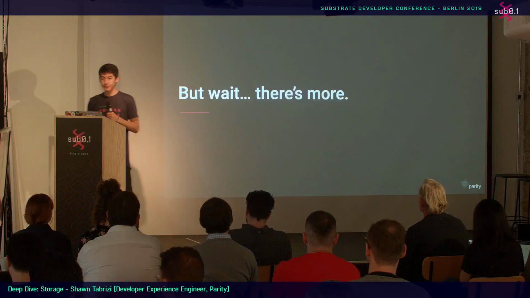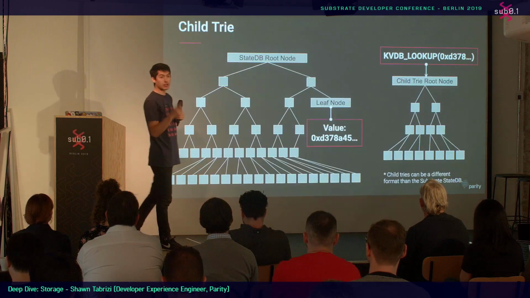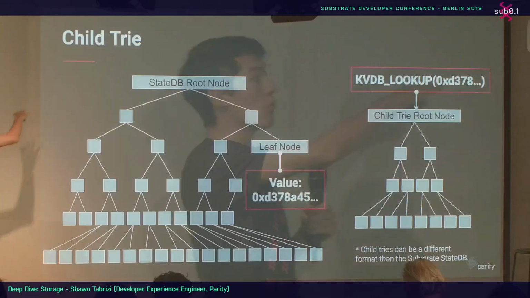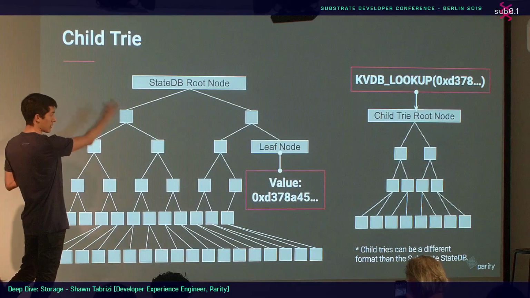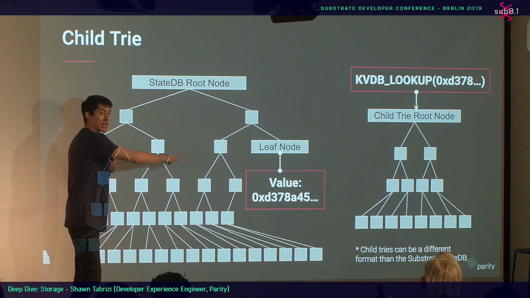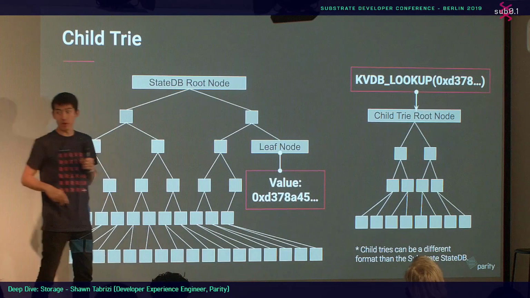Okay. But wait, there's more, of course. There's child trees. Child trees are kind of an extra level of abstraction, a cool feature that you can implement here. Basically, we have our normal state DB tree, great, and then we can actually have a leaf node where the value itself is some hash, which leads you to the beginning of a brand new tree, right?